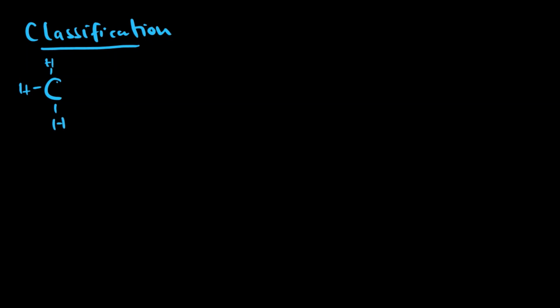Now, alkyl halides are classified. Classification of alkyl halides: number 1, methyl halides. This is an alkyl halide where you have a halogen that is attached to one carbon. For example, the halogen is attached to one carbon there. This is what we call a methyl halide.